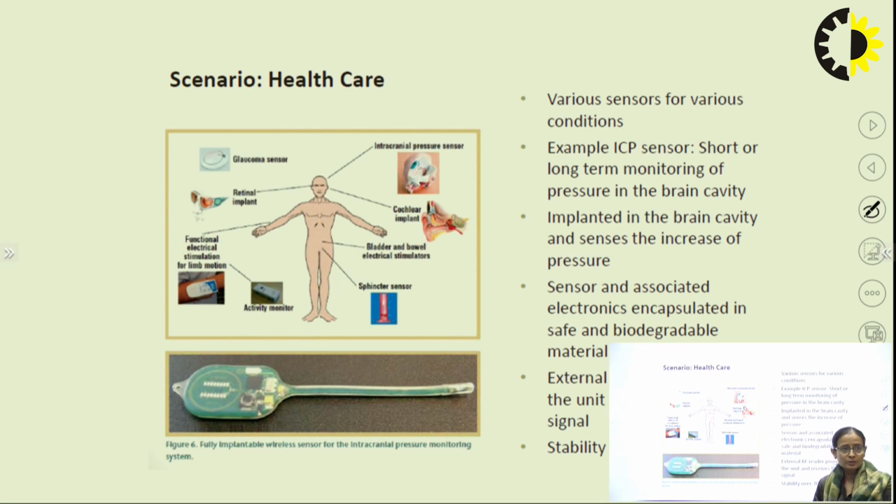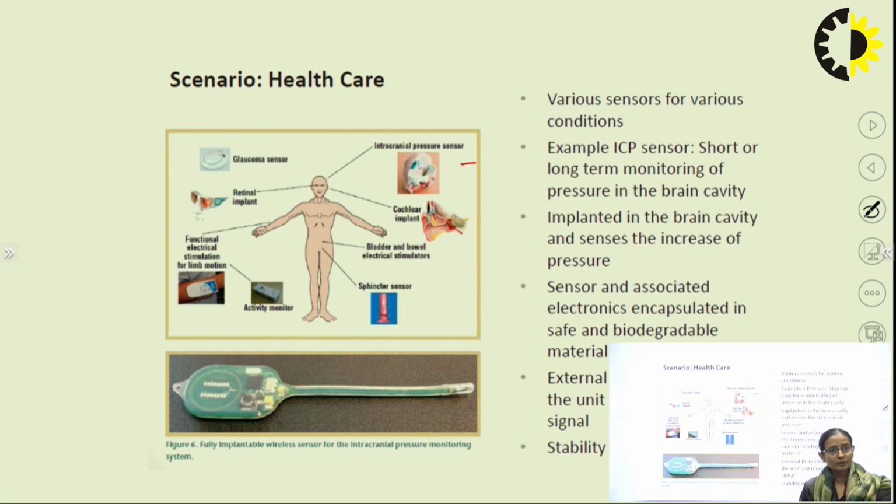Another scenario is healthcare. We have various sensors for various conditions. For example, we have a glaucoma sensor, then intracranial pressure sensors in the brain, a cochlear implant, bladder and bowel electrical stimulators. Then we have sphincter sensors, activity monitors, functional electric stimulation for limb motion, then retinal implants, and so on.